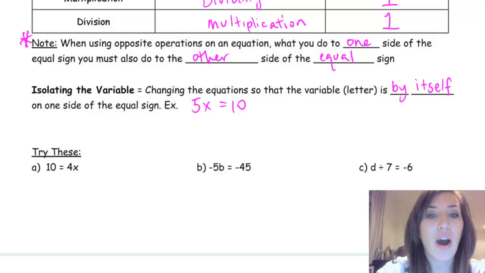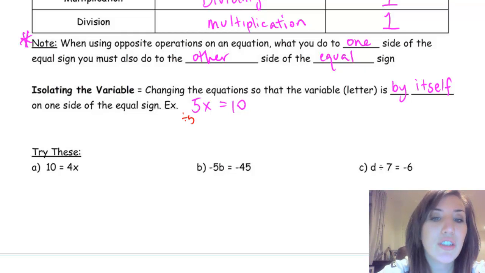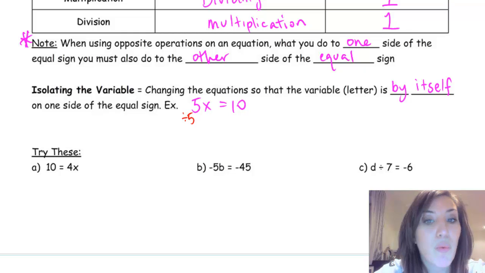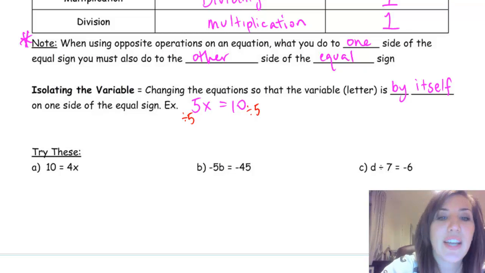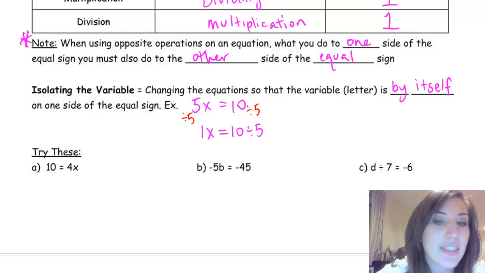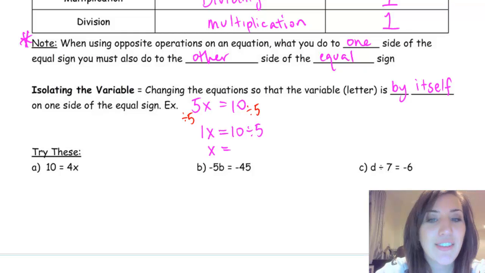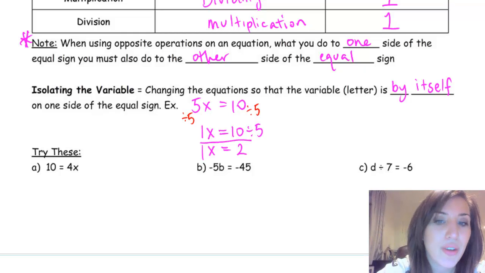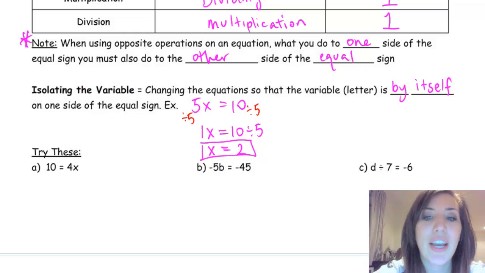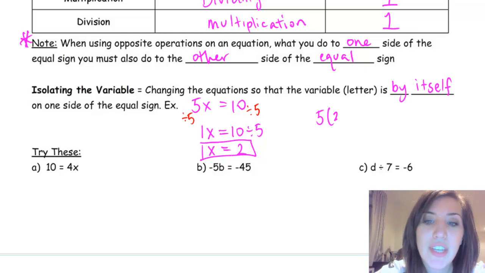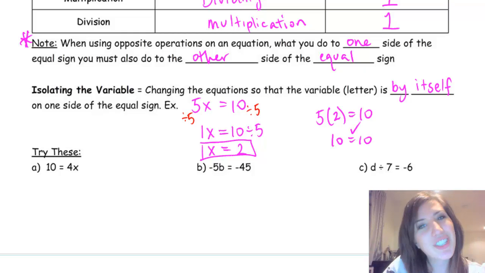So we know that the opposite of 5 times x would be division. So let's divide 5 by 5 to get 1. But whatever we do to one side, we have to do to the other side. Now we're going to have 1x equals 10 divided by 5. So 1x is the same as just saying x, and 10 divided by 5 is the same as saying 2. So here we have x equals 2, and we can double check by plugging it back in. 5 times 2 equals 10, 10 equals 10. Woohoo! That's how we check it.